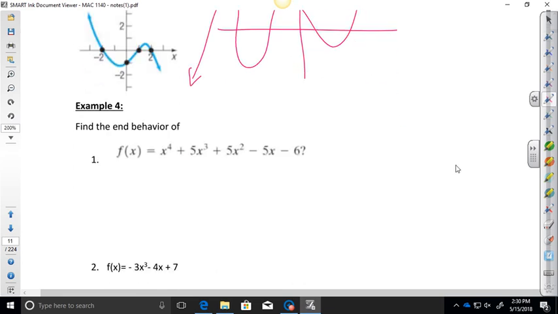Can you tell me the end behavior of this one? We can just draw like that. This is n is 4, which is even. What is the leading coefficient? 1, which is positive. So, yeah, very good. Both ends rise.